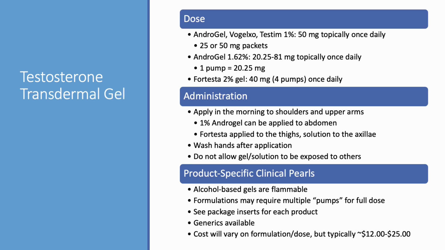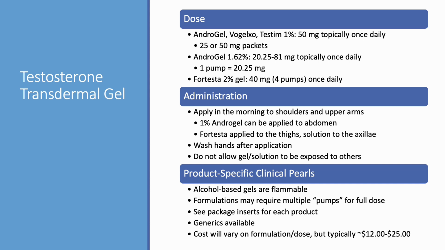There's also the transdermal gel. The most common brand name that you hear of is AndroGel. This can come in some different percentages, whether it's 1%, 1.62%, or 2% gels. And the dosing can vary based on the number of pumps being used. So these can have some guidance based on that. For example, with the Fortesta gel, you have to use 4 pumps to equal their dose, versus AndroGel, you can use anywhere from 1 to 4 pumps to equal the dose.